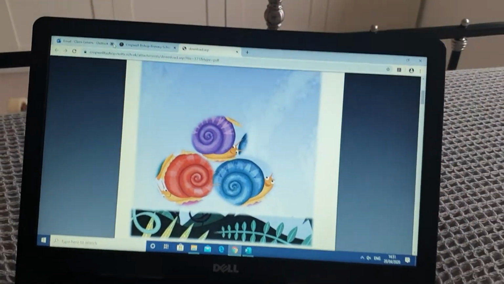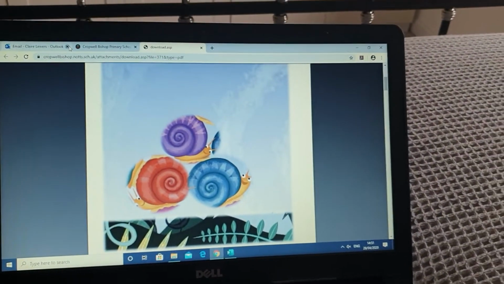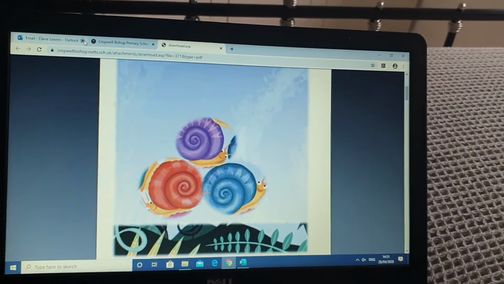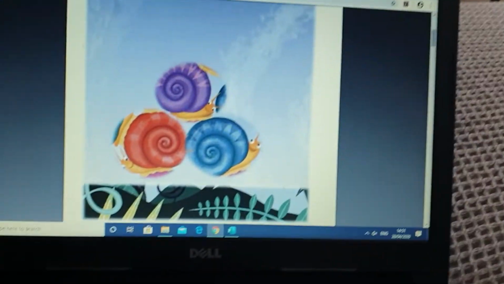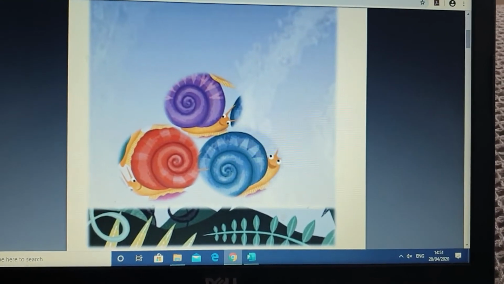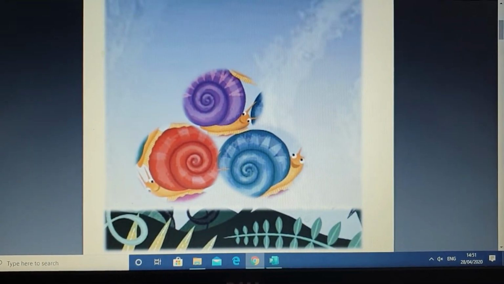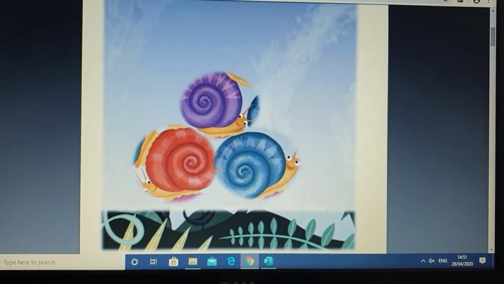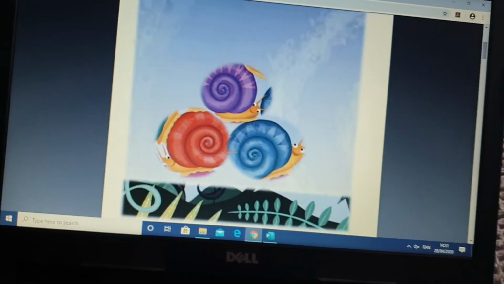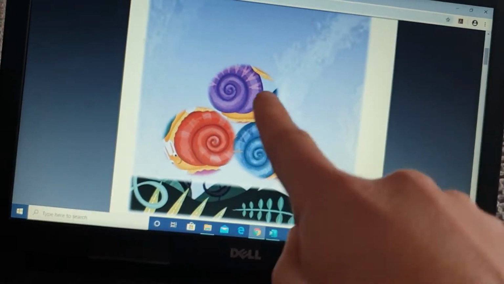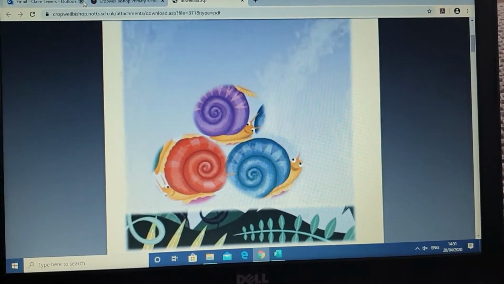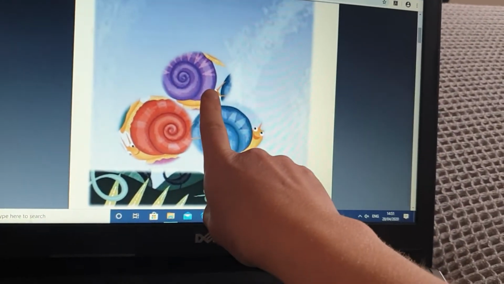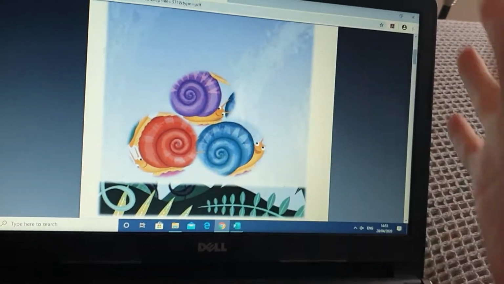But today I'm going to show you the activity that's online on our Class R page, and it's counting on. So what we've got here are the snails making their pyramid. Now, I can quite easily see that there are 3 snails there. It's in the formation of a triangle. So when you're looking at something and you don't even need to count it, that's called subitizing. But if you're not sure, you can always count how many snails are there. 1, 2, 3. So I know there are 3.